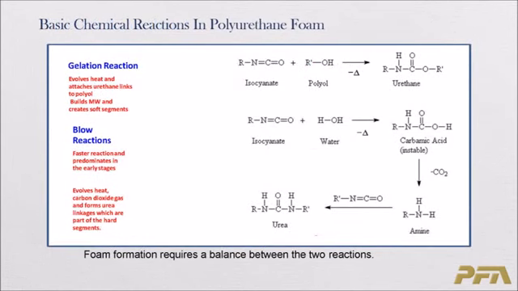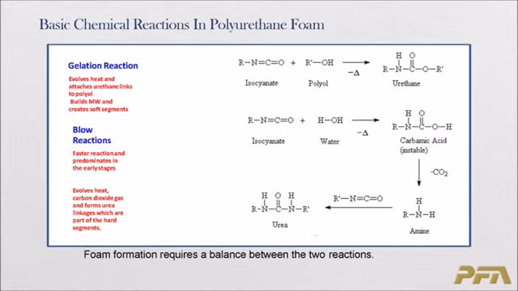So there are two basic reactions in polyurethane foam chemistry. The reaction that I just talked about, the isocyanate reacting with the polyol to form the urethane, is called the gel reaction. What it's doing is building the molecular weight and creating what we call the soft segments, which I'll explain further in a minute.